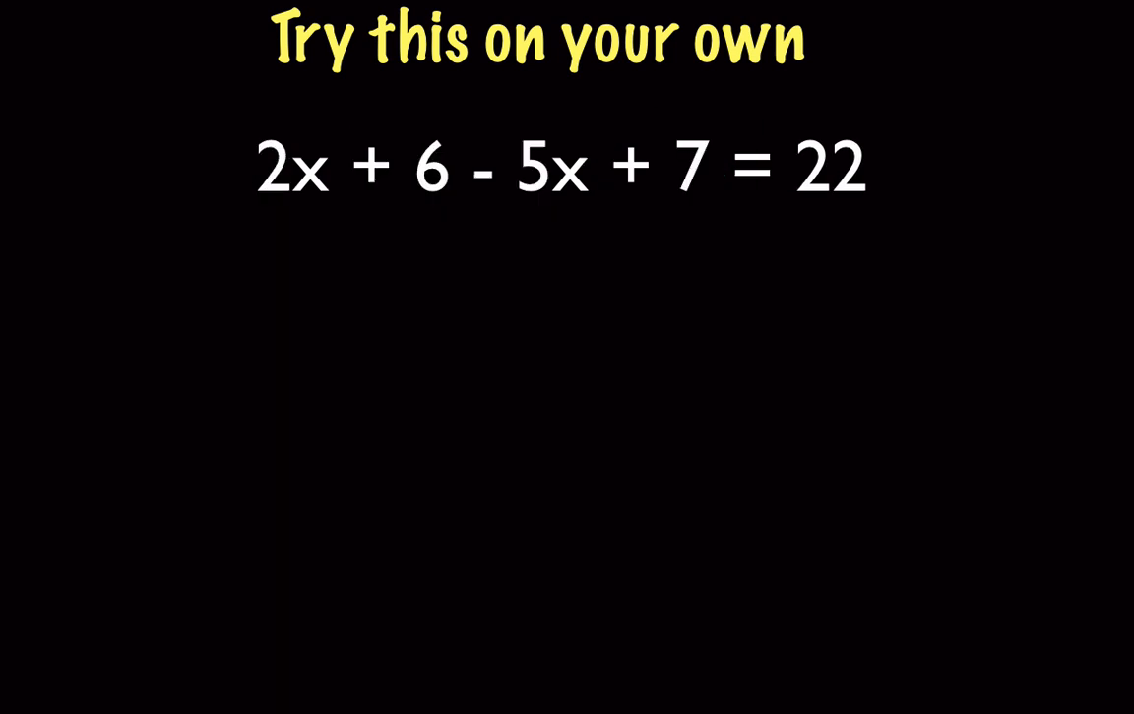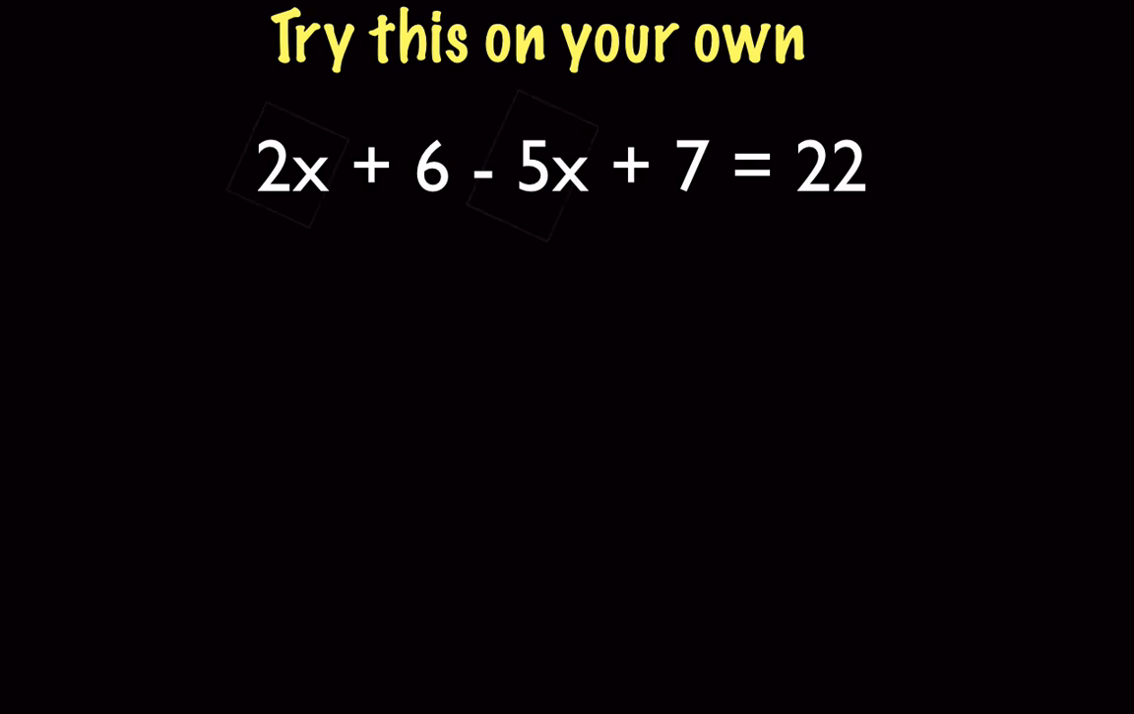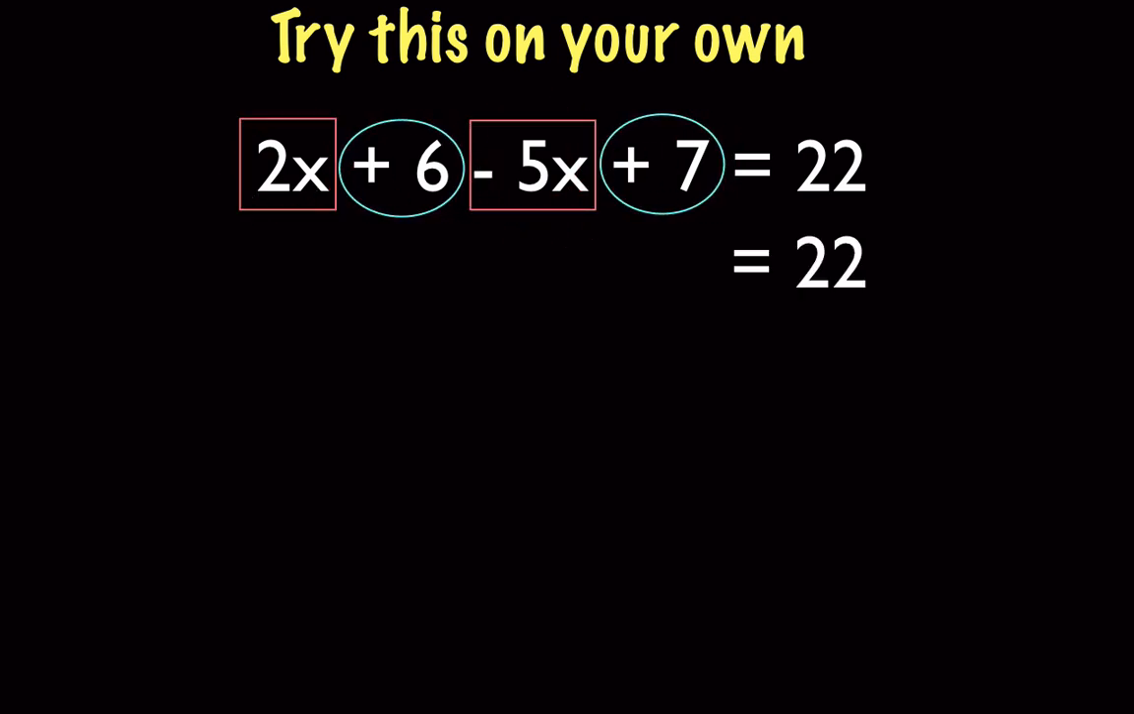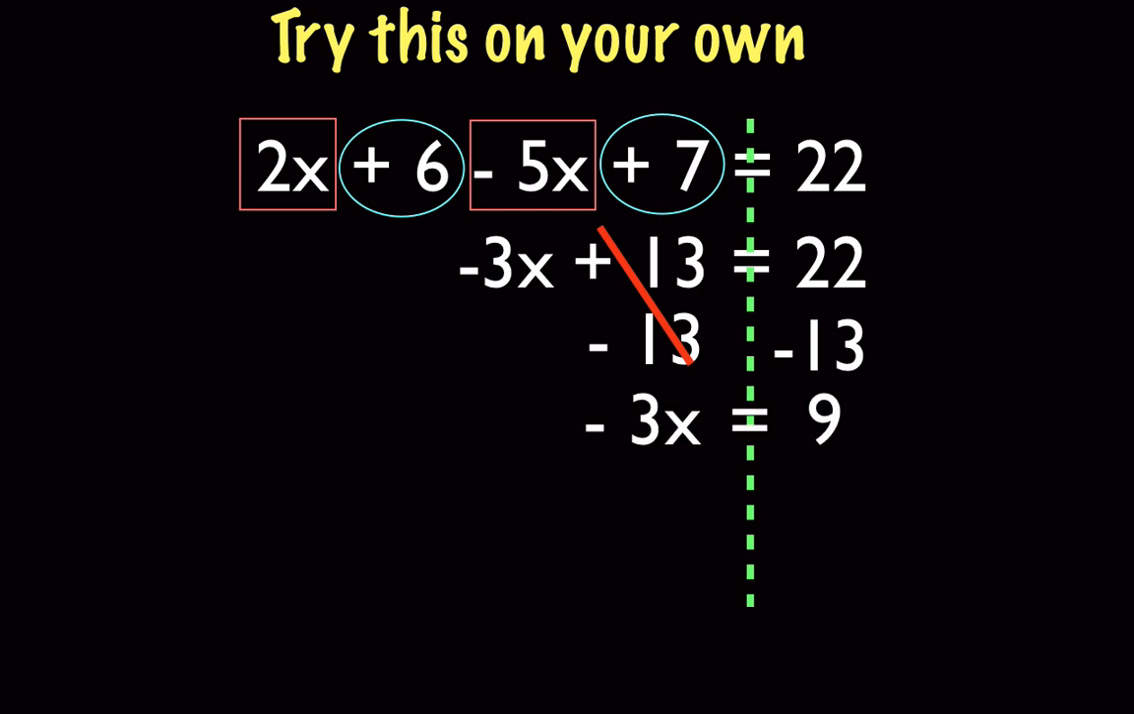Try another one on your own. Okay, 2x minus 5x is negative 3x. 6 plus 7 is 13. Subtracting 13 from both sides, I get negative 3x equals 9. Dividing by negative 3, I get x equals negative 3. Be very careful. A 3 here instead of a negative 3 is wrong.